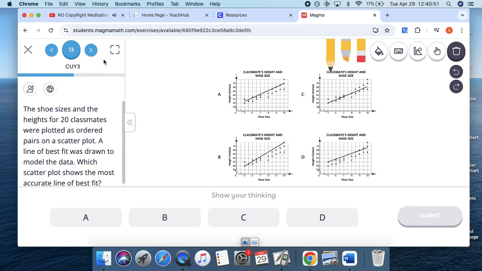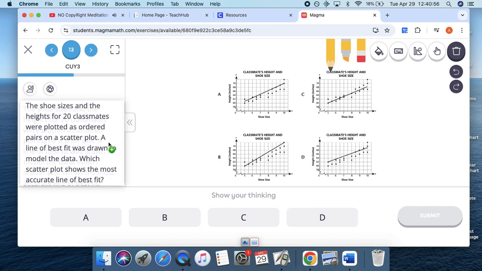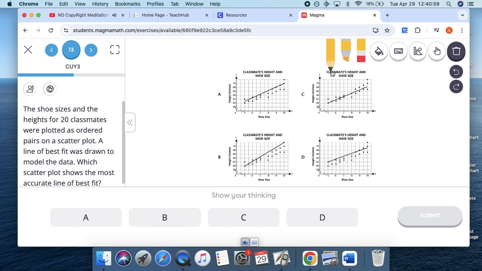Shoe size and the heights of classmates. Which scatter plot shows the most accurate line of best fit? So remember what I said, the line of best fit should go through the middle, where after you draw the line of best fit, you should have sort of the same amount of data points above the line and below the line. A is definitely not it, because look, all the points are under the line. B is also not it, because a lot of the points are under the line. There should be some above it, so that's garbage. And so A, B, and D, they all follow the same path. The only one that looks really good is C. And you notice that after you draw the line of best fit, you have some points above the line, some points below the line.